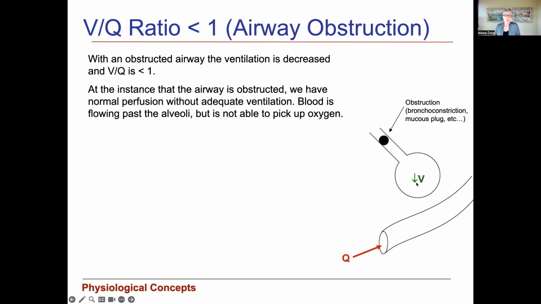So our ventilation has become low and Q at this instant is normal. So what we have now is a situation where there is normal perfusion without adequate ventilation. Blood is going by the alveoli, but there's not enough oxygen to pick up. And we're not going to be able to get rid of carbon dioxide. This is our mismatch. This is our VQ ratio less than 1.